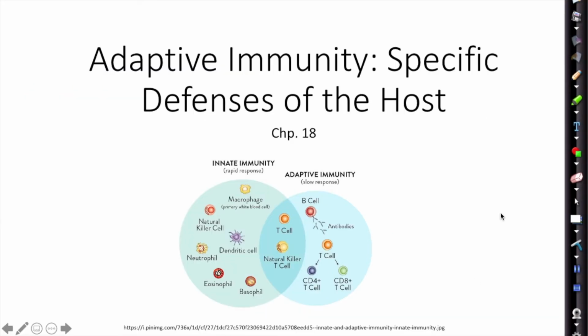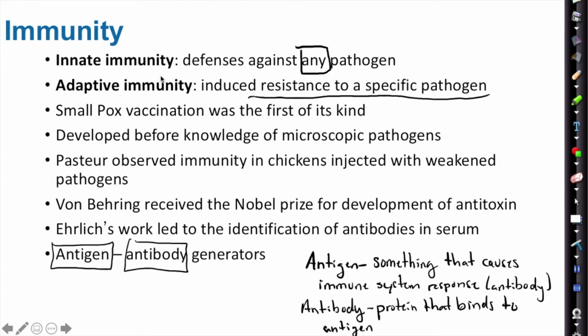Okay, this is chapter 18, which is adaptive immunity or acquired immunity. This is going to deal with the antibody response to a pathogen. So we've already talked about innate immunity, where we have defense against any pathogen. The adaptive immunity is going to be specific to a pathogen. This usually means that you're going to be looking at antibodies being generated. Antibodies bind to antigen. Antigens cause antibodies to be made.